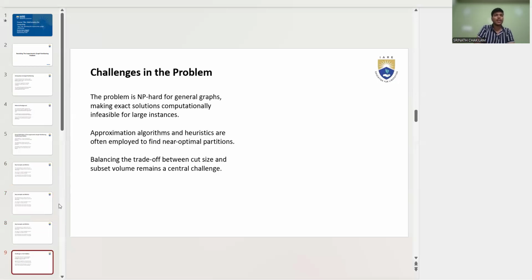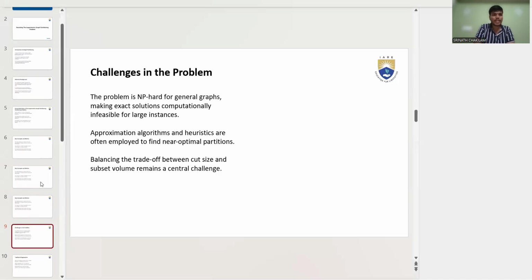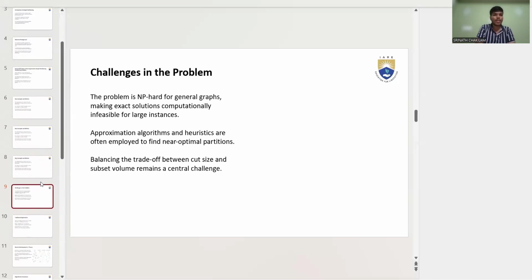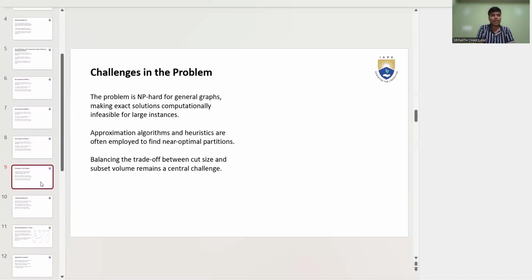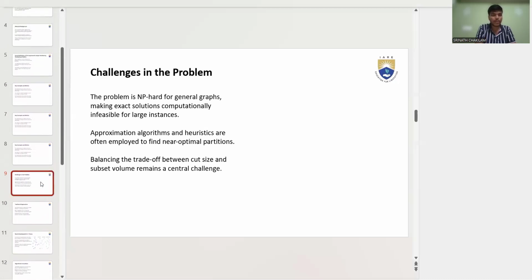Next one is the challenges in the problem. The problem is NP-hard for general graphs, making exact solutions computationally infeasible for large instances. Approximation algorithms and heuristics are often employed to find near optimal partitions. Balancing the trade-off between cut size and subset volume remains a central challenge.